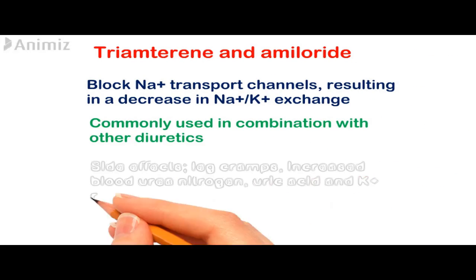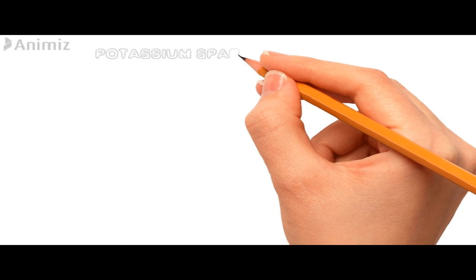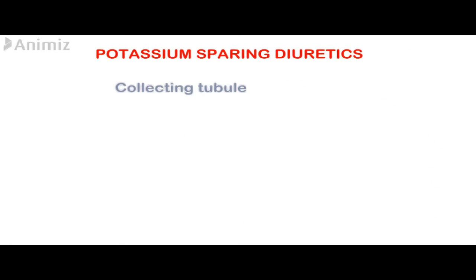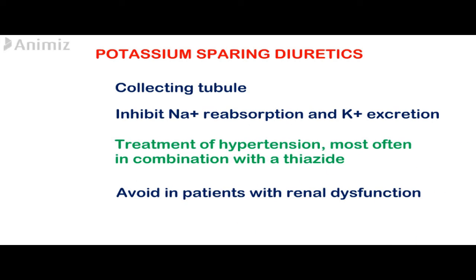Potassium-sparing diuretics, which are amiloride and triamterene, act in the collecting tubule to inhibit sodium absorption and potassium excretion. The major use is to treat hypertension, most commonly in combination with thiazides. These drugs should be avoided in patients with renal dysfunction because of the increased risk of hyperkalemia.